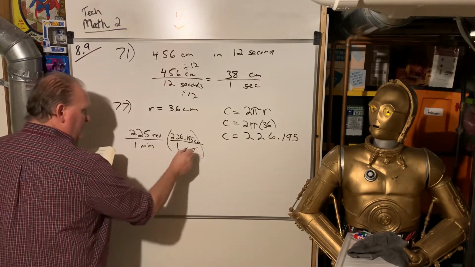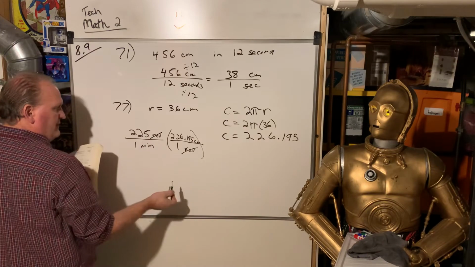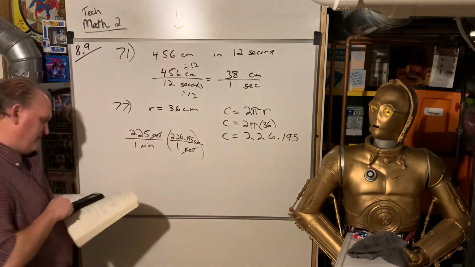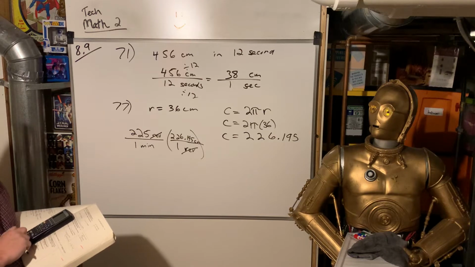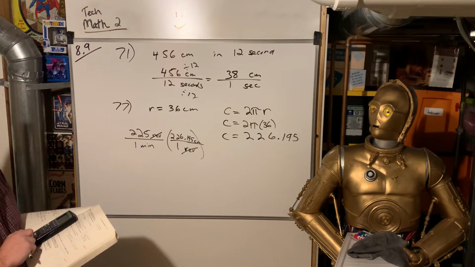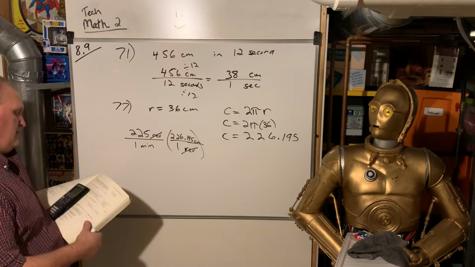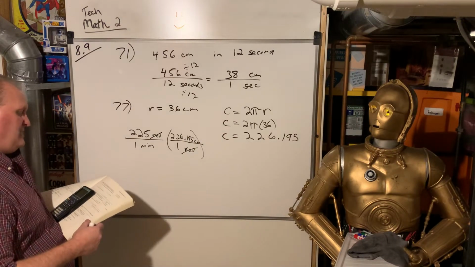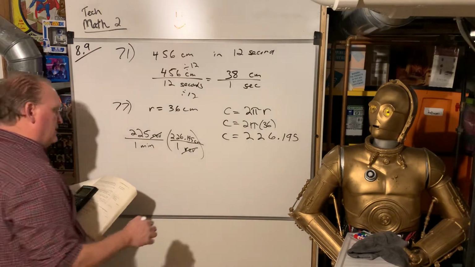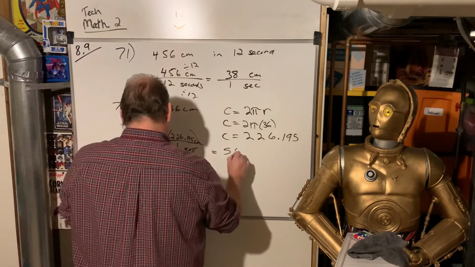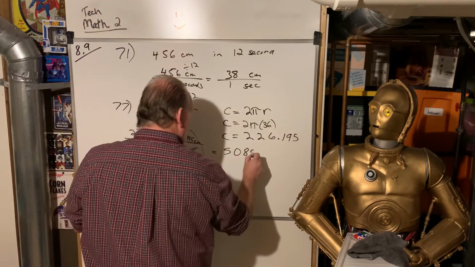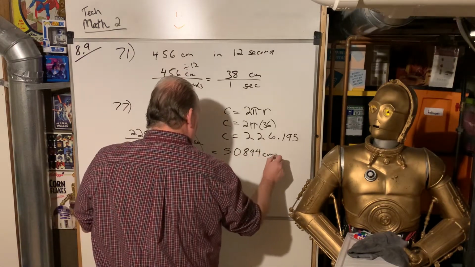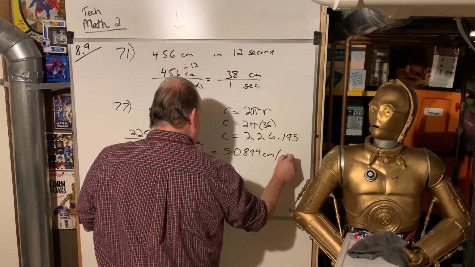And so the revolution crosses off with revolution, and we just do 225 times 226.195. And so that is 50,893.8. So we'll call it 50,894 centimeters per minute.